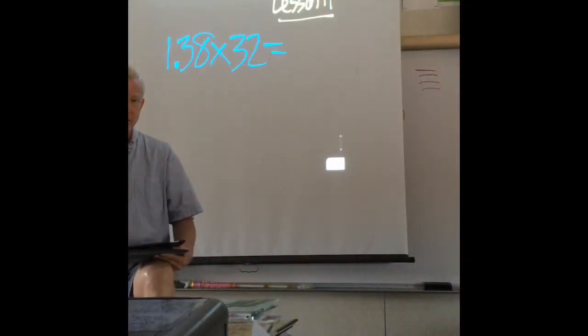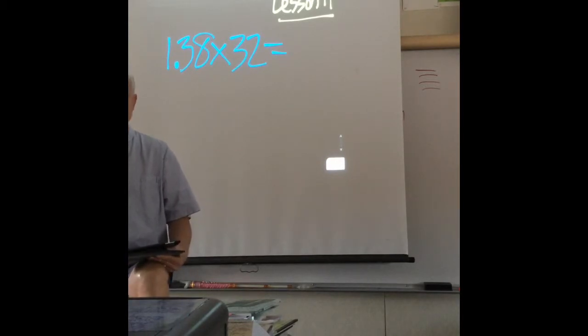All right, this is lesson 11, module 2. We're going to be multiplying decimals, and we want to estimate, okay? So when we're estimating, what do we want to write this out as?